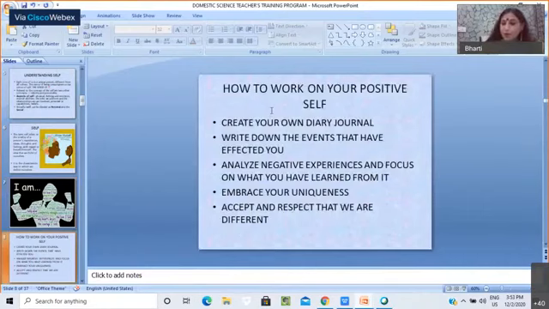Now, when we talk about positive self, and especially with our children, it becomes very important that we must show them the different ways through which they can bring out their positive self on the surface and can nurture it, can groom themselves to become a very healthy, robust citizen of this country.